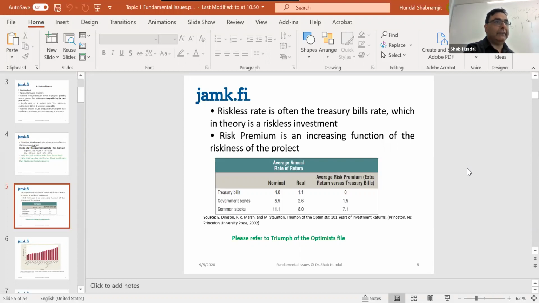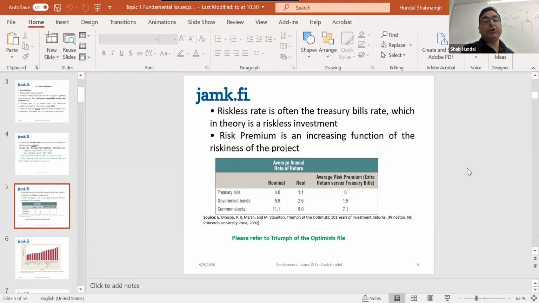Now, when you see these three rates, what type of conclusions do you make? Say again? The government bonds and treasury bills are low risk compared to common stocks. Yeah. So with common stocks, we will have higher rates. With government bonds or treasury bills, there is a risk to lose money. Yeah, yes.